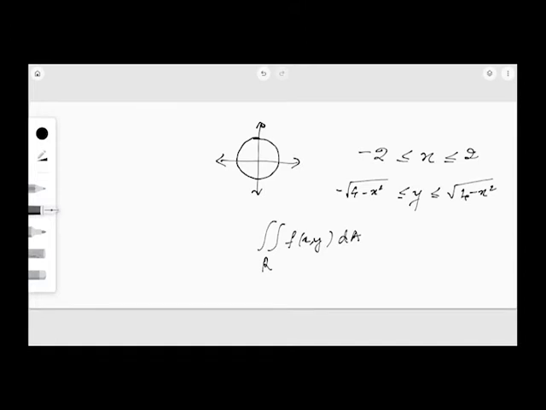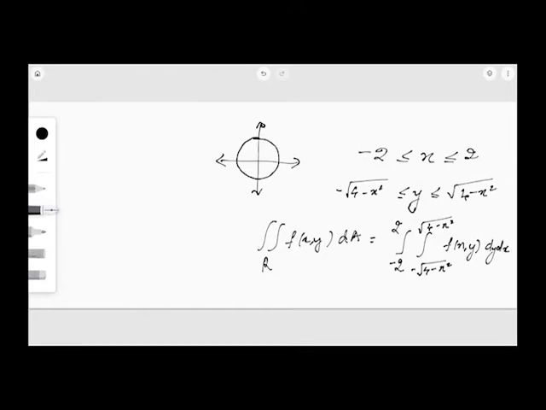So the evaluation of this double integral will be quite a bit difficult, because it will be like integral from -2 to 2 and integral from minus root of 4 minus x square to root of 4 minus x square of whatever the function that is given to us, dy dx, right?